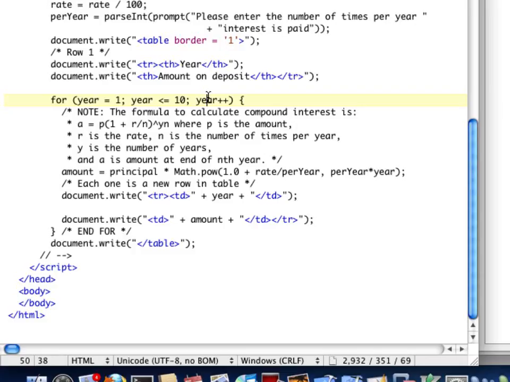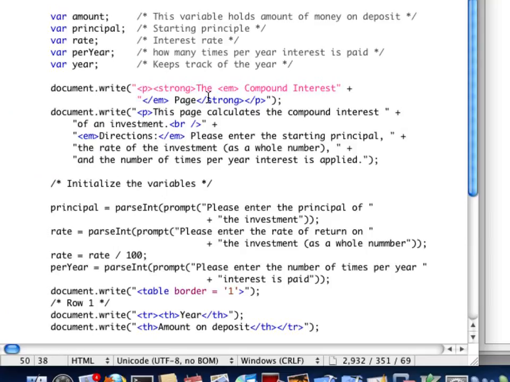Is it going to be that complicated, like with the math? Will it always be that complicated? No, this is probably one of the more complicated formulas that we use.